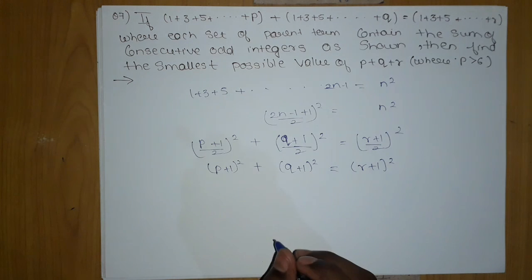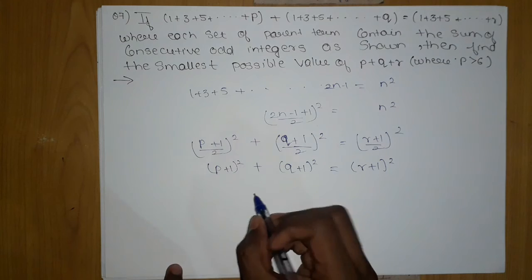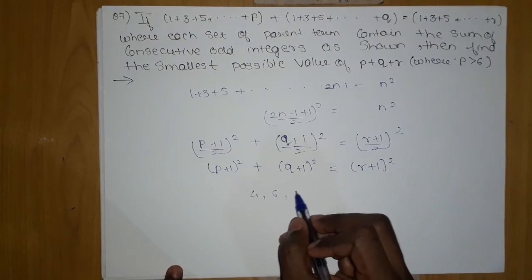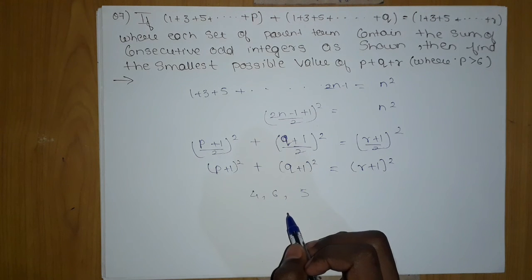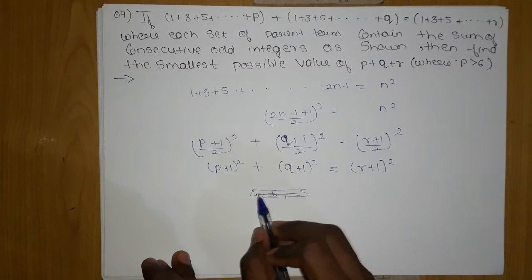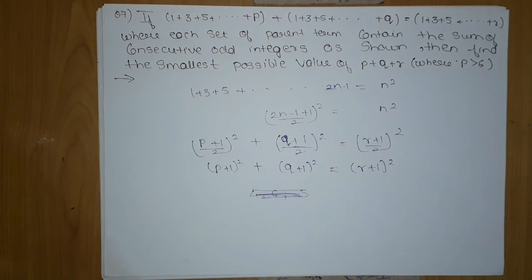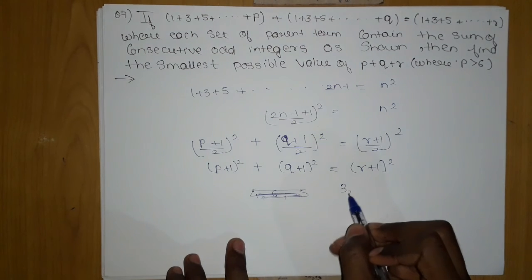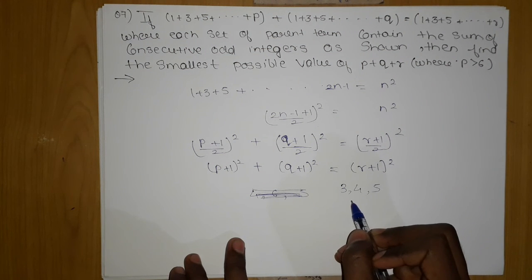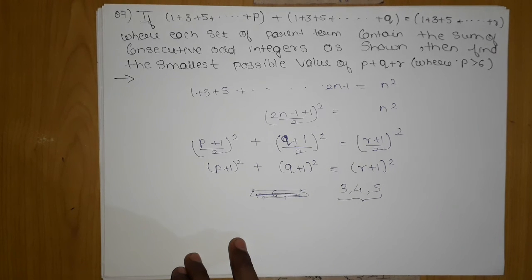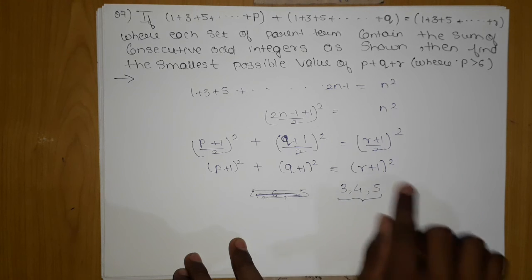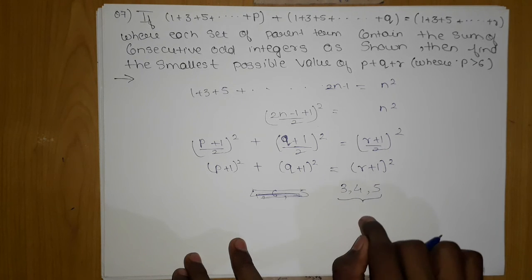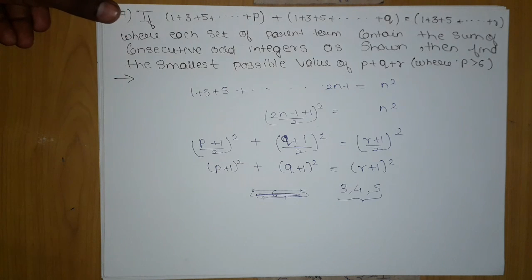So you might directly say the triplet is 3, 4, 5. Is this a triplet? Yes, it forms a triplet, but it is not right, because P should be greater than 6, and here all the terms are less than 6. So we want to think about the next triplet.